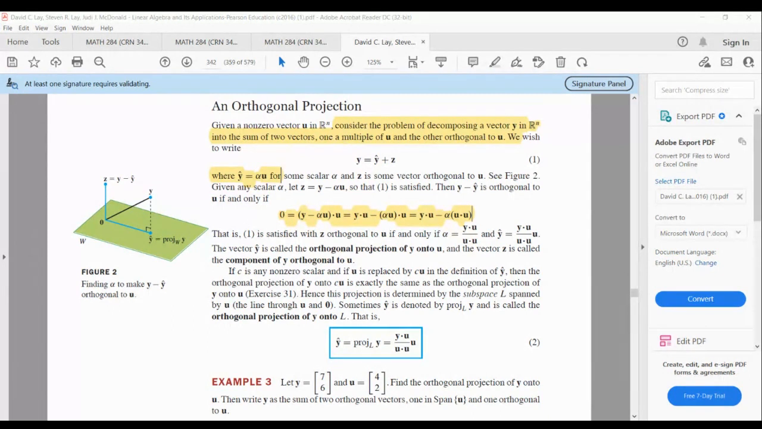And using the property of dot products or inner products, it turns out that 0 is going to equal Y dot U minus alpha times U dot U. Well, if you solve that, you're going to see that alpha is equal to the dot product of Y with U over U dot U. And Y hat is going to be that coefficient alpha times the vector U, because Y hat is a multiple of U. The vector Y hat, again, is called the orthogonal projection of Y onto the vector U. And so now you have a formula to find this projection.